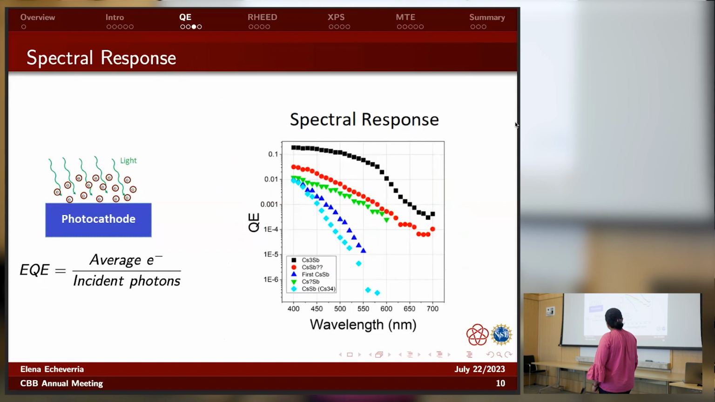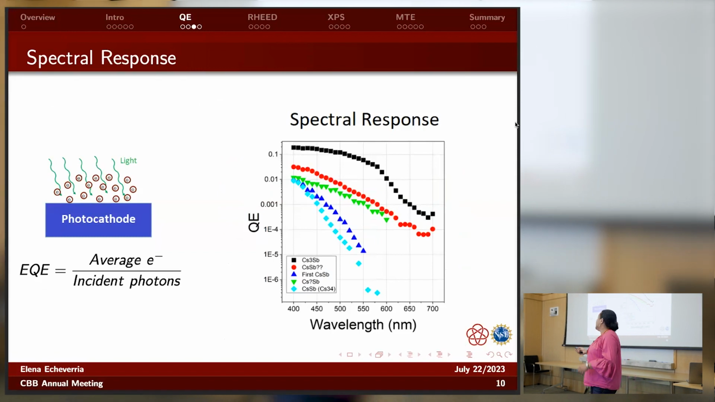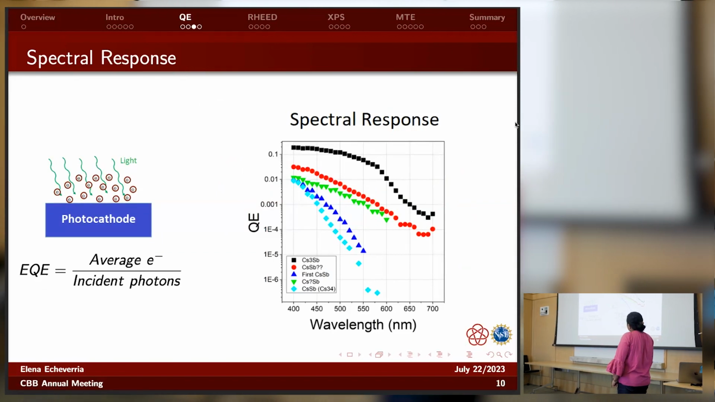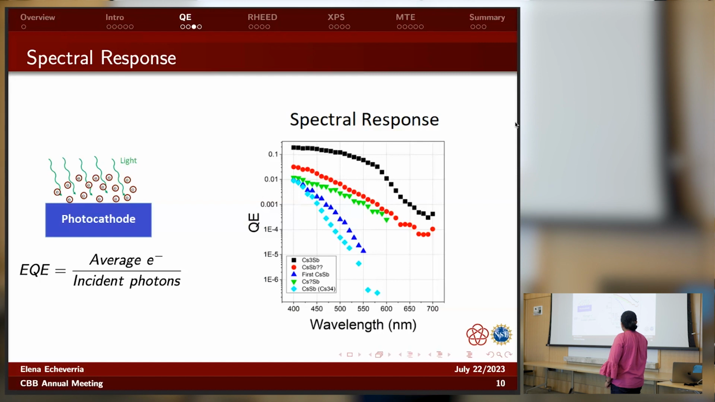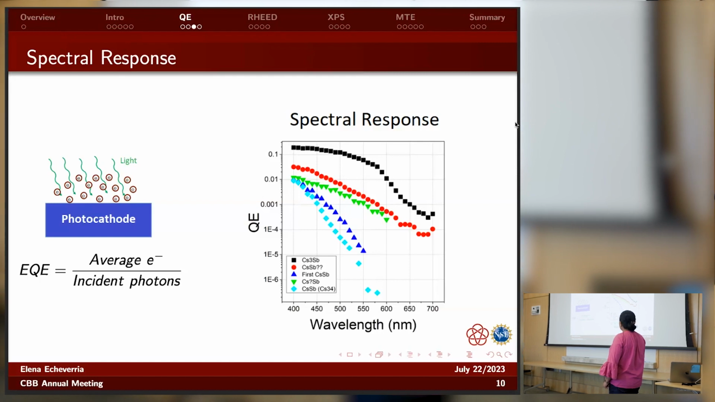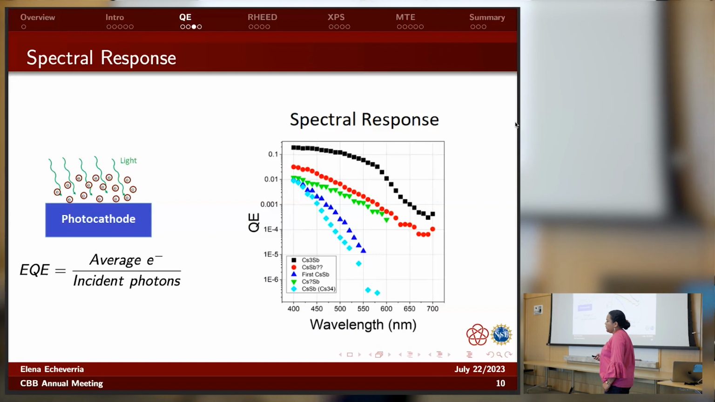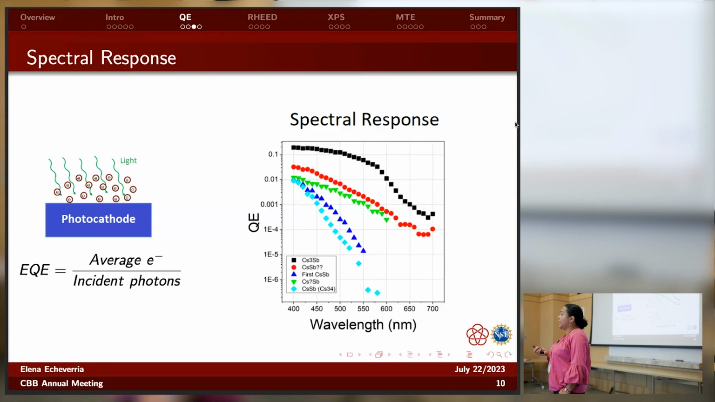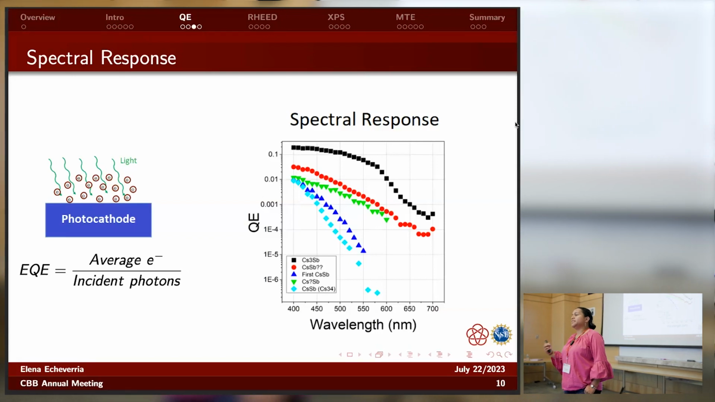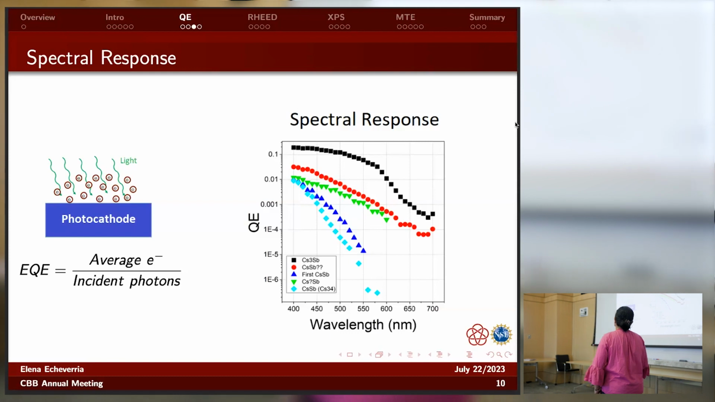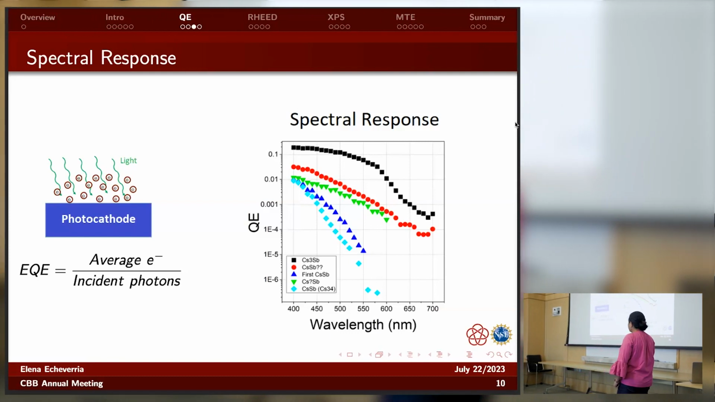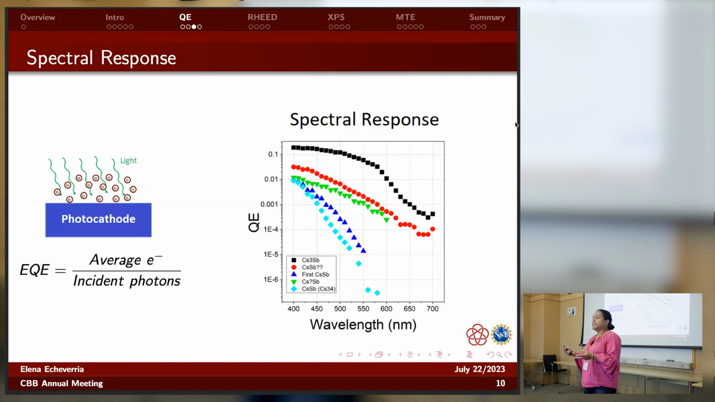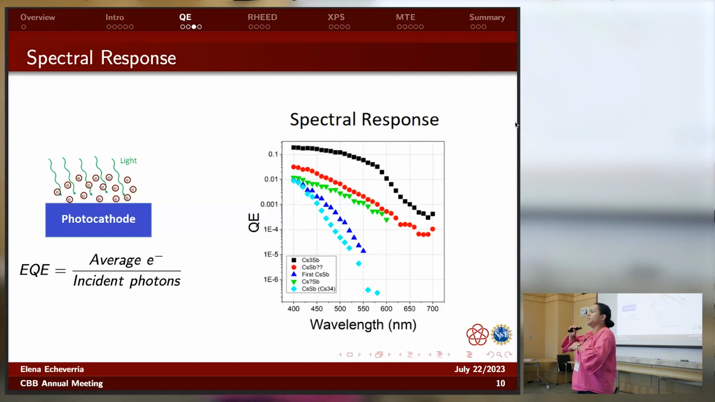But also, if you look at this plot, there are three different trends, and this is for cesium antimony cathodes. What I want to highlight is that the black line is for Cs3Sb, while the bluish ones are for CsSb. So just by looking at the spectral response of the photocathode, we can distinguish if we are growing Cs3Sb or CsSb cathodes. Now, the ones in between are mixed phases. We don't know exactly what we are growing, but at least we know it's not pure Cs3Sb or pure CsSb.